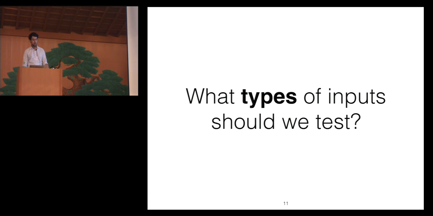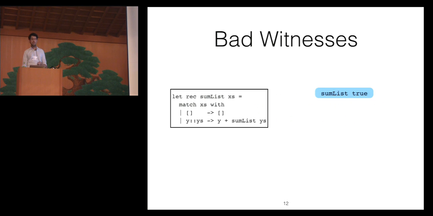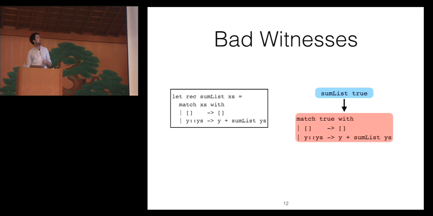We can't just search for arbitrary inputs of arbitrary types, because if we did that, then we might decide that, well, true is a witness to the type error in SumList, because if you call SumList on true, we'll chug along and reach match true against these 2 list patterns, at which point we're stuck because you can't obviously match a Boolean against a list. But no one here would accept that as a valid witness, right? Because basically the problem is that it's getting stuck too early.